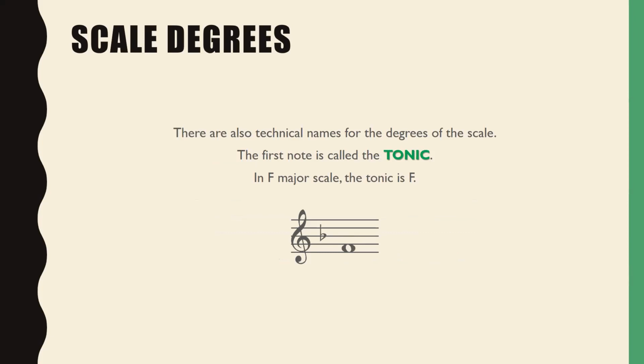All right, now each of the degrees of the scale, besides being called first or second or third, has a special name. The first degree is called the tonic. Now, some of you will have heard of the notation system called tonic solfa. Have any of you heard of that, tonic solfa?